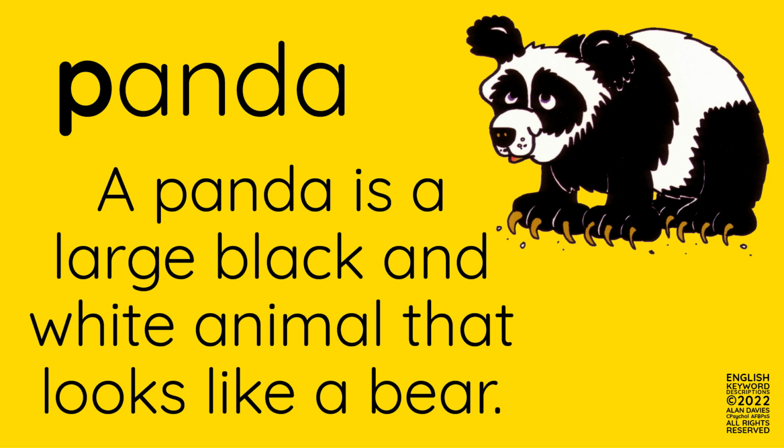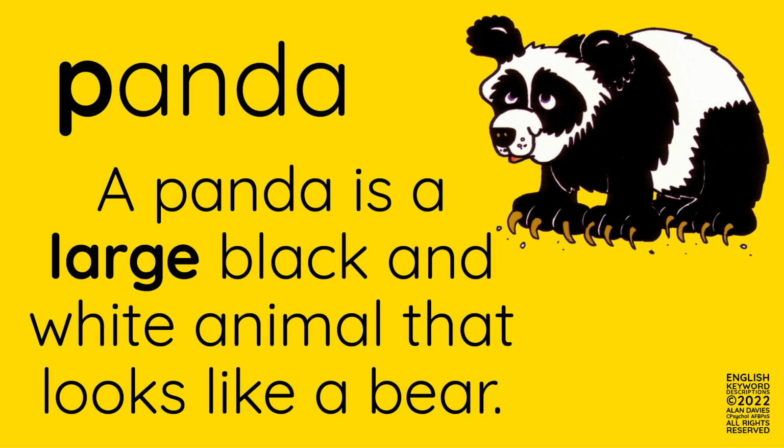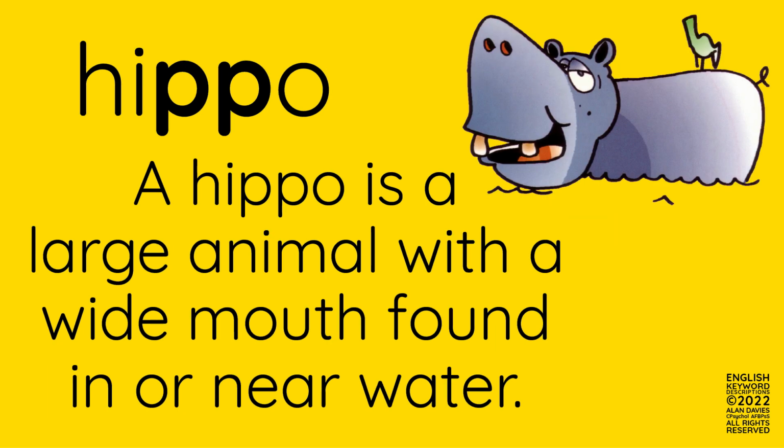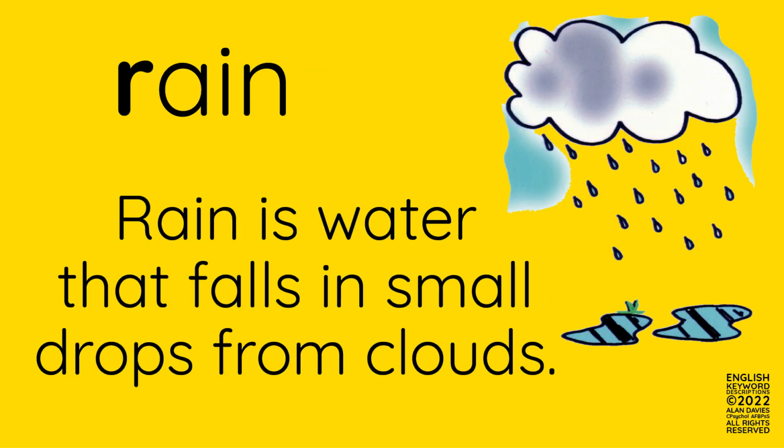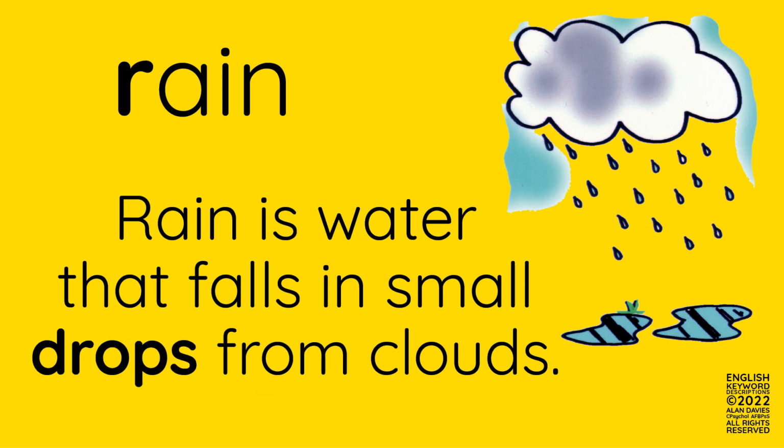Panda. A panda is a large black and white animal that looks like a bear. Hippo. A hippo is a large animal with a wide mouth found in or near water. Rain. Rain is water that falls in small drops from clouds.